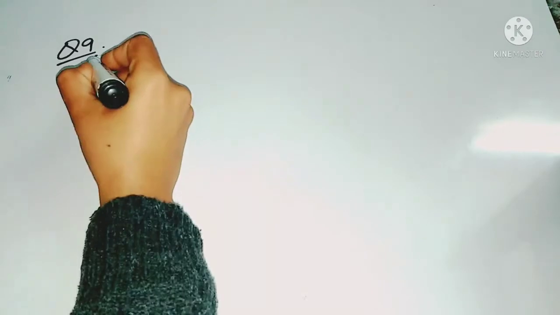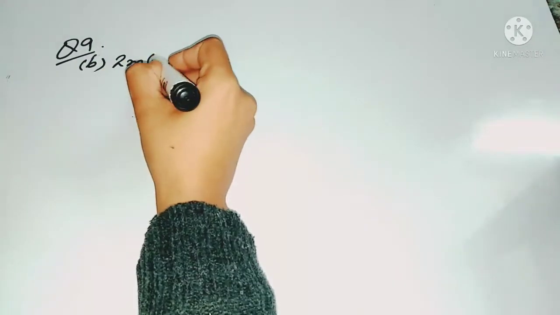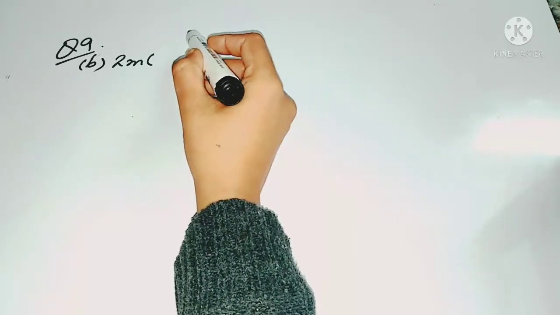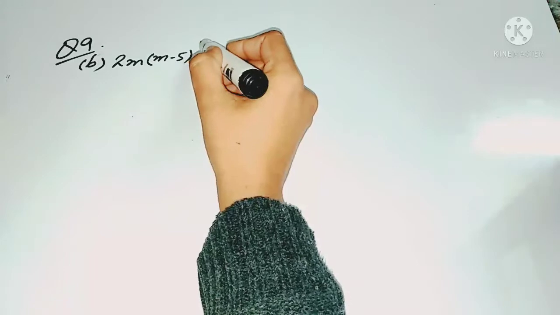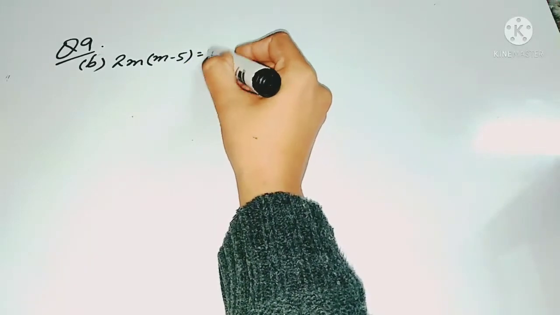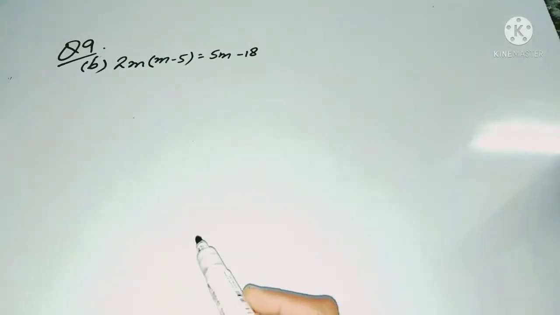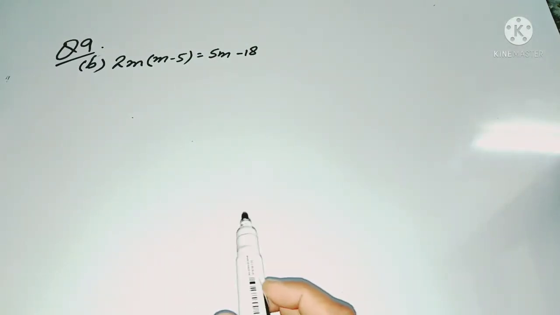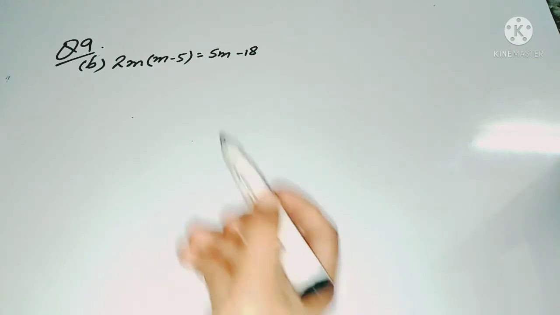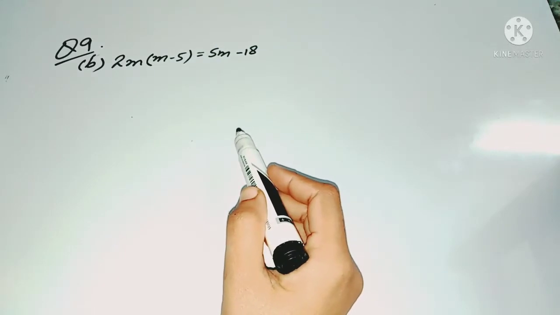Part B is 2m times (m minus 5) is equal to 5m minus 18. So now you can see that this is the equation, but first you have to arrange it. First you have to make it a quadratic equation so that you can solve it through factorization. So first you need to solve it. You have to arrange it into the quadratic equation. So how would you solve it?